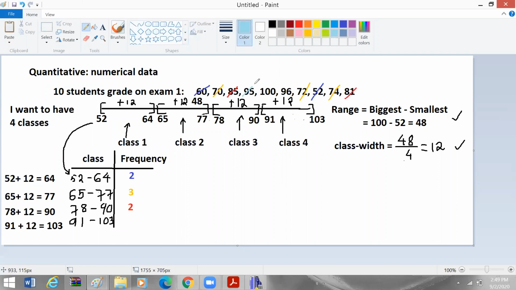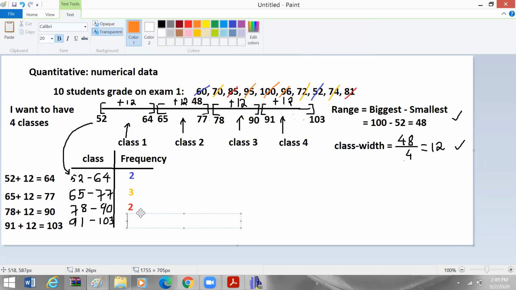So we have 95. It doesn't look like it. I don't like this color. I might use this one, orange, green. Okay. So you have 1, 2, and 3. Okay, so there will be 3 data sets that fall between 91 up to 103.